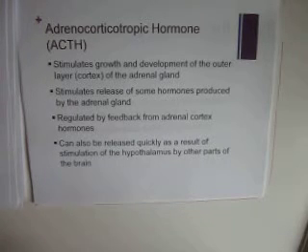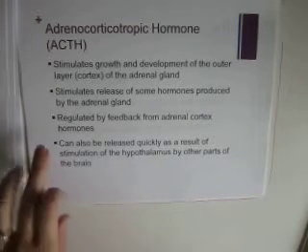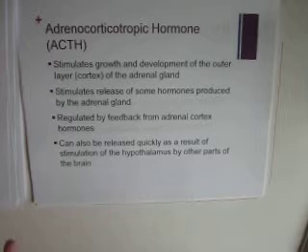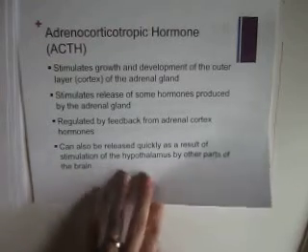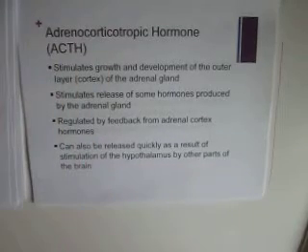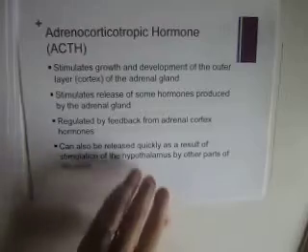So the target here is the adrenal cortex, and the action is adrenocortical hormone production. It is regulated by the feedback from the adrenal cortex, but it can also be released quickly as a result of stimulation of the hypothalamus and other parts of the body. We call it ACTH. It is an abbreviated form of this.